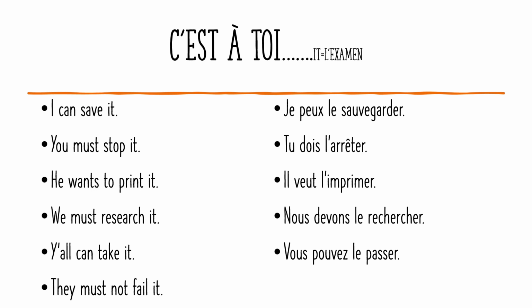Now for this last one, they must not fail it. Let's see how many put it in the right place. Where does the ne pas go in that sentence? Are we not failing or not musting? Let's see if you got it right. Il ne doit pas le rater. They must not fail it. Il ne doit pas le rater. If you didn't write it the way we wrote it on any of these sentences, go back and check and see what you could have done better to make sure you understand how to use these.